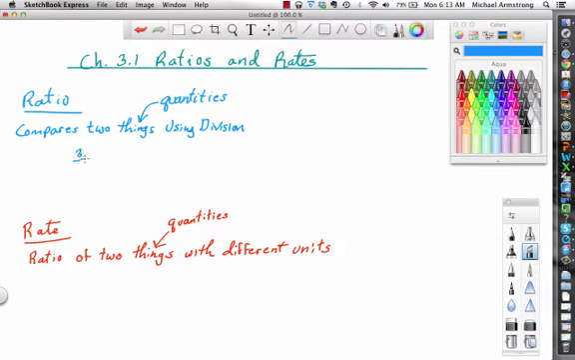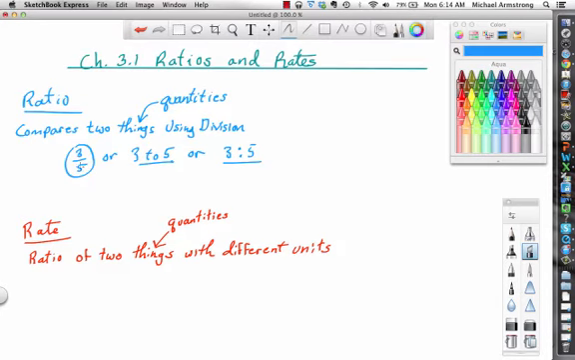Like 3 out of 5 people prefer breakfast as their favorite meal. 3 out of 5 can be written like this fraction, 3 out of 5 people, or it could be written 3 to 5 like that, or it can be written 3 to 5 like that. Now, typically, the fraction way is how we use it in math, but we may represent it this way on paper.